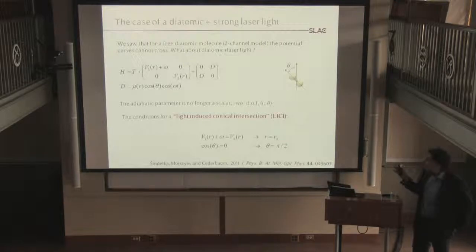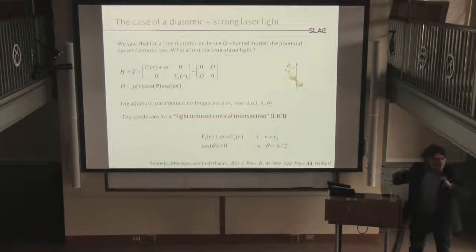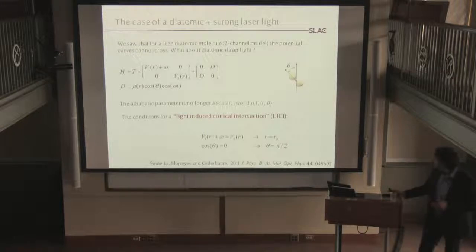And here already, we have 2 degrees of freedom. So the adiabatic parameter R, the internuclear separation, is not alone. We have theta, an angle between the laser polarization and the molecule. And so you can imagine that now I can find some R that will satisfy this condition, and I can find some theta that will satisfy that condition, such that the entire square root, if you remember, of those adiabatic energies will vanish. And this was pioneered by Moiseyev and Cederbaum. This is one of the references.